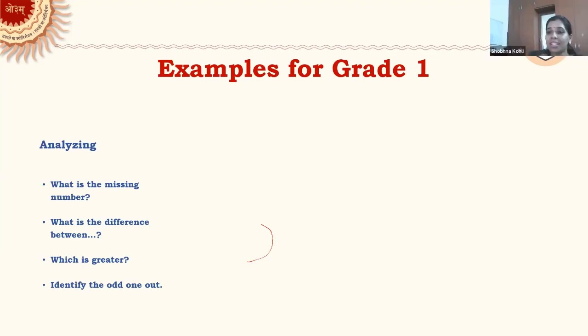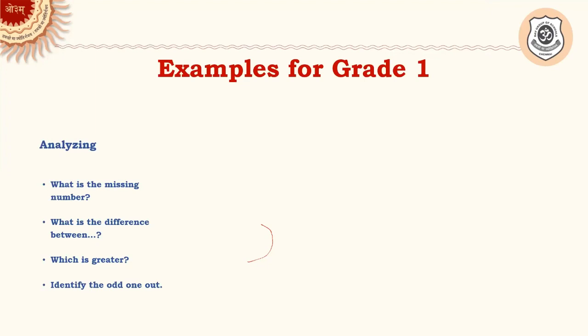The next question, which is greater? Again, the child should know how to compare the numbers. Then the last question is identify the odd one. Now these all are just examples of how a child will use analyzing. So grade 1 will see very simple questions, but definitely the child has to work on these questions. Am I right, teachers?